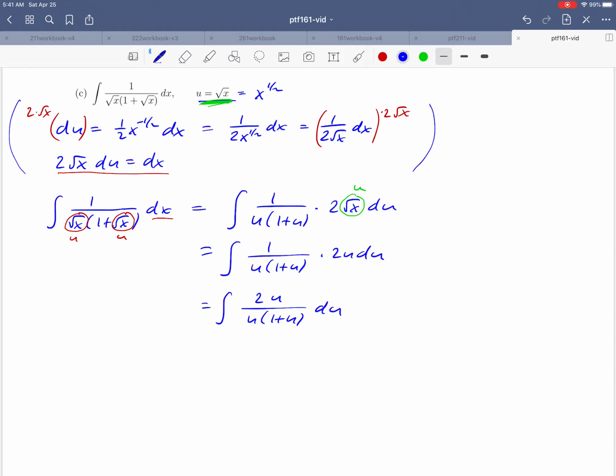That would be okay to write our answer that way, but I'm hoping you might notice one more simplification we can do. We've got a u in the top and the bottom, so might as well go ahead and cancel those and write our answer as the integral of 2 over 1 plus u du. Okay, and we're done.